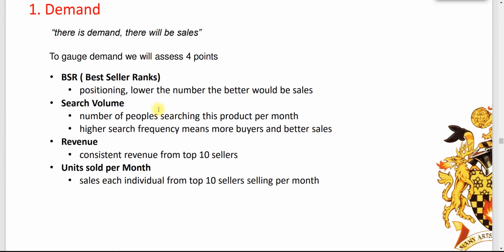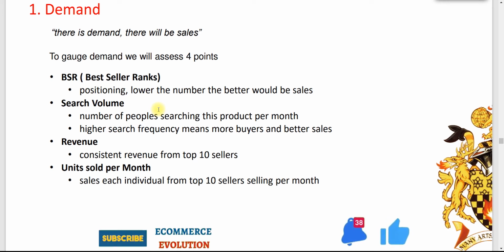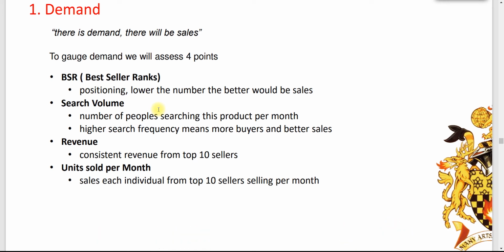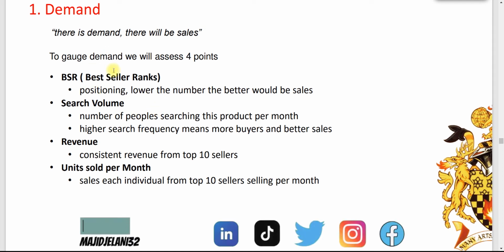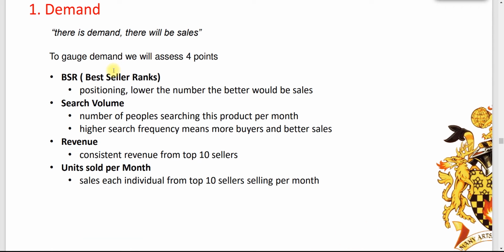Okay guys, so demand. We say that if there is demand, there will be sales, right? It's something that does not need to be explained. And for demand we will assess 4 points, which will indicate the demand of that product. So one is BSR, best seller rank. Positioning: the lower the number, the better the sales. So we will be discussing the BSR. What is BSR?